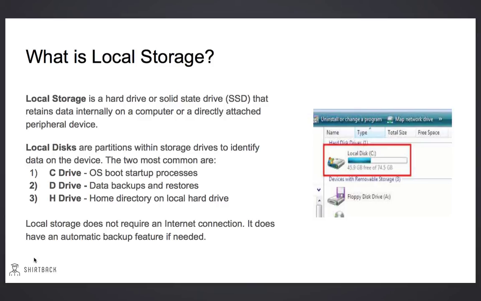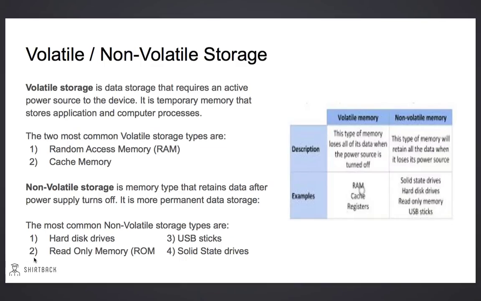The C drive is used to store operating system boot startup processes. The D drive will store data backups, and the H drive acts as the home directory on the local hard drive. Local storage does not require an internet connection because the resources we need are on the computer itself. Local storage does have automatic backup features if we need them.